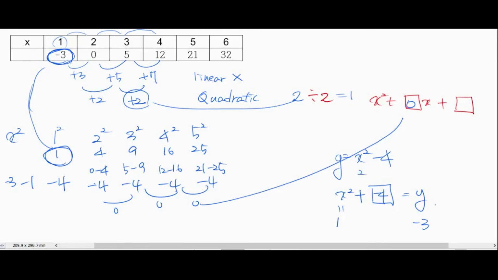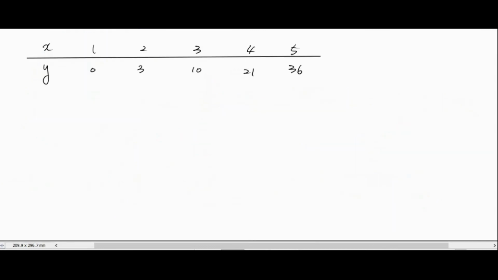When the x is 2, the y is 0, then 2 squared minus 4 equals 0. x is 3, 3 squared minus 4, and that equals 5. So the equation is y equals 2x squared minus 4. I'll just do one more of this. Right here is another table.